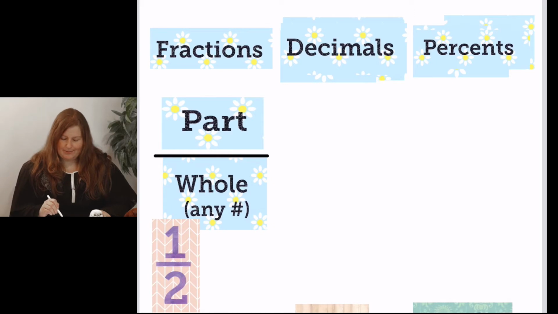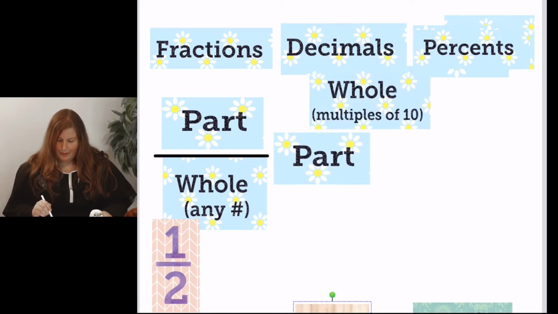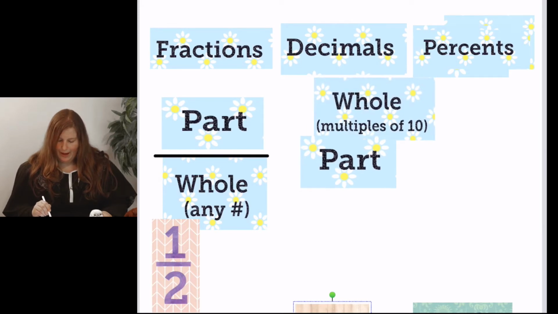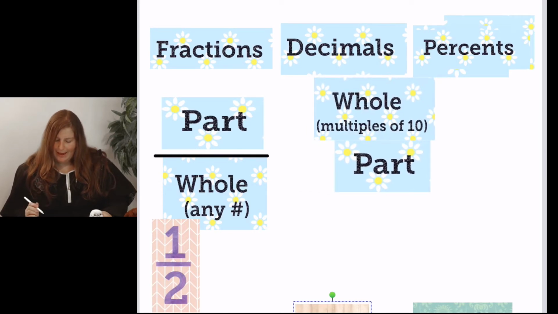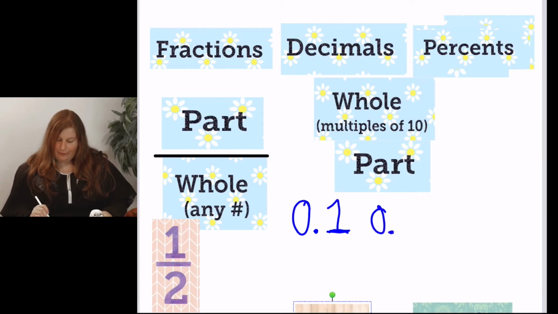Let's move on to decimals. Decimals again have a part and a whole. With decimals, the whole has to be a multiple of 10. And how we know what the whole is is where our decimal point is. So if we have a decimal point here and we have a number right after it, we know that those are parts out of tens. So that would be like 1/10 or one piece of it if there's a 1 there. If we had a 2 there, it would mean we had 2 out of 10 or 2/10.